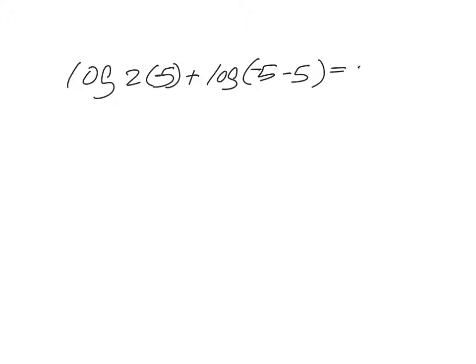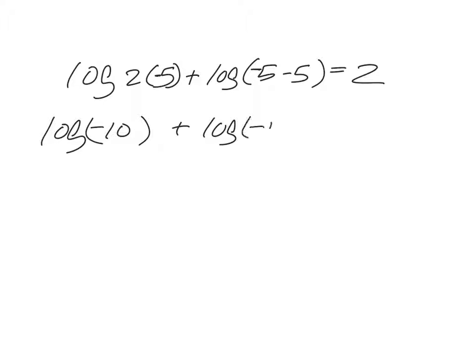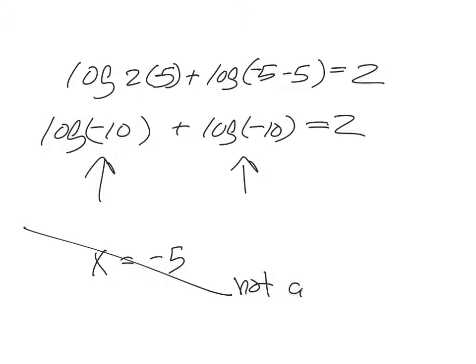I have log of 2 times 5 plus log of 5 minus 5. Hold on, it was negative 5. Sorry. Equals 2. So this gives me log of negative 10 plus log of negative 10 equals 2. Can't do this. I can't take the log of negative numbers. So x equals negative 5 is not a solution. Okay, we discount that one. It's called extraneous.